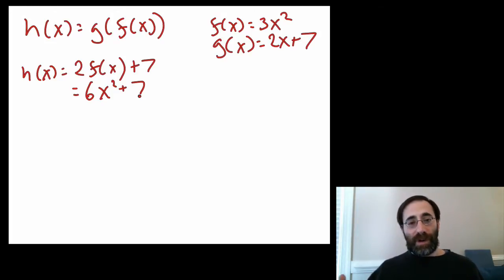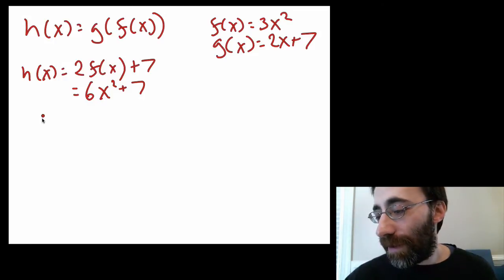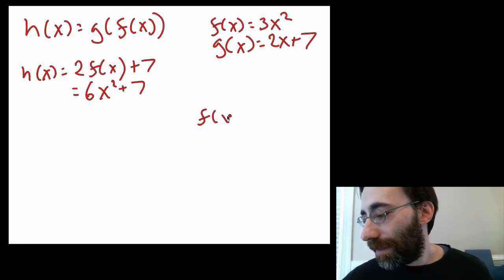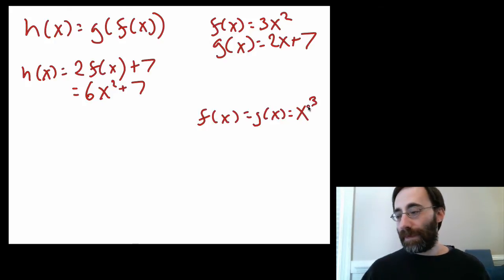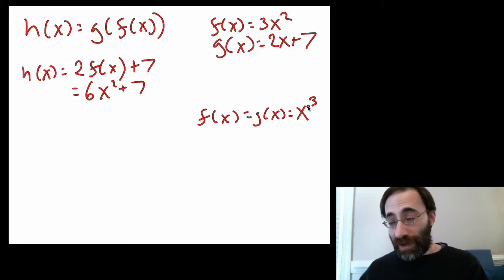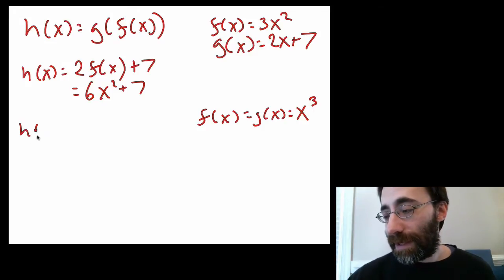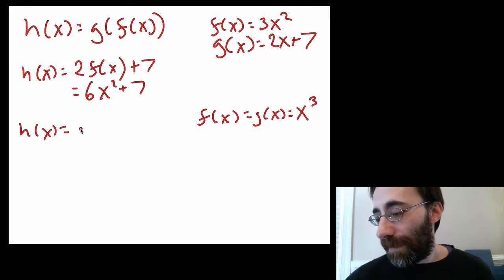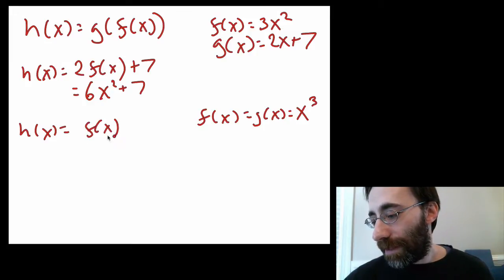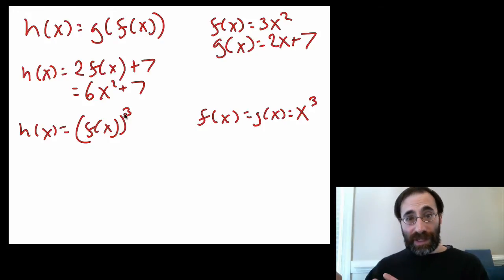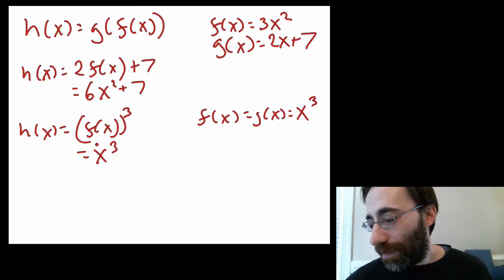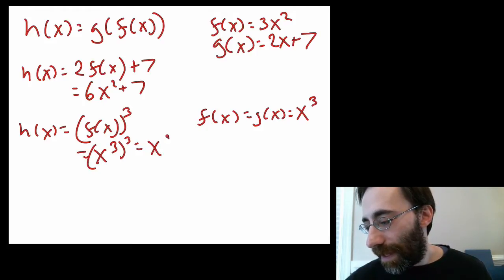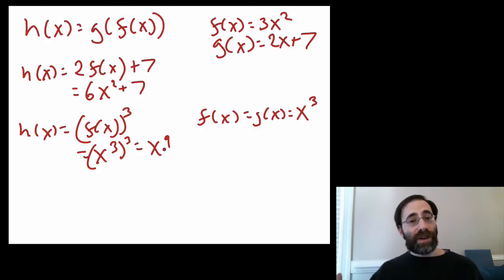You can do this to make more complicated functions. So one we've dealt with before would be f of x equals g of x equals x cubed. So it's just a straight power. How does that work? Well, h of x is equal to f of x cubed, or again, we've just taken the x in g of x and plugged in f of x. That's equal to x cubed cubed, or x to the 9th.